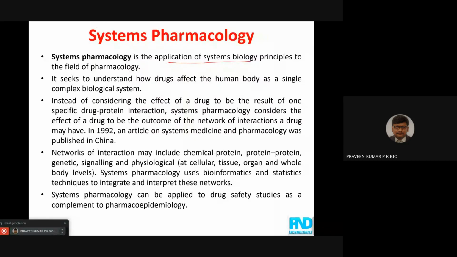System biology. What is system biology? To understand system biology, remember the types of omics studies: genomics, proteomics, interactomics, and other than that, pathways and networks. These all come under system biology. So there is an association between system pharmacology and system biology. Now, let me go ahead. It seeks to understand how drugs affect the human body as a single complex biological system.